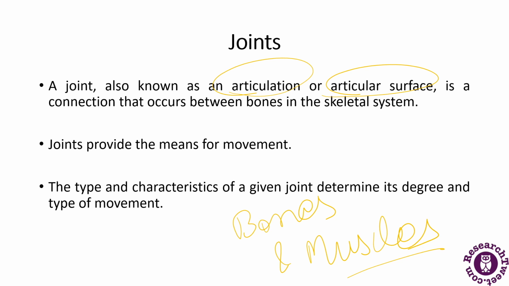Now coming to the joints, a joint, which is known as an articulation or articular surface, is a connection that occurs between the bones in the skeletal system. There are joints that provide the means for movement. The type and the characteristic of a given joint determines its degree and type of movement. Joints are classified based on structure and function.